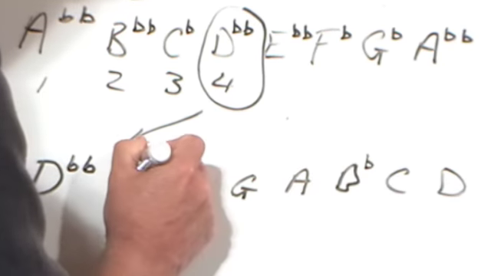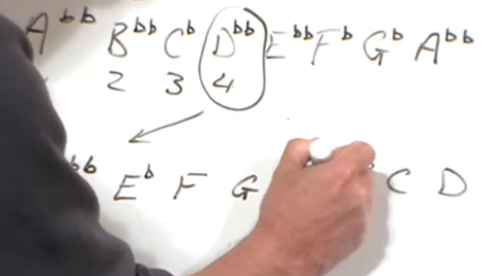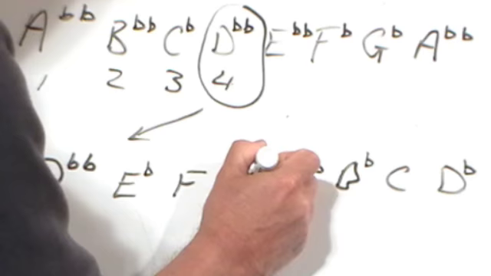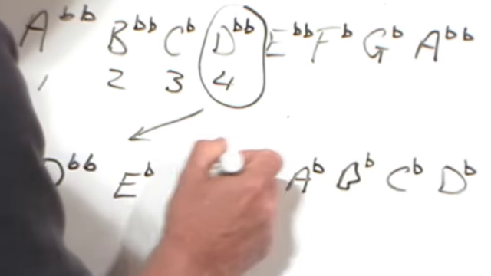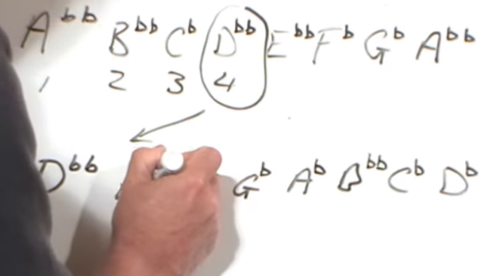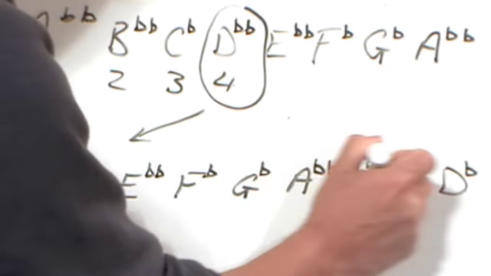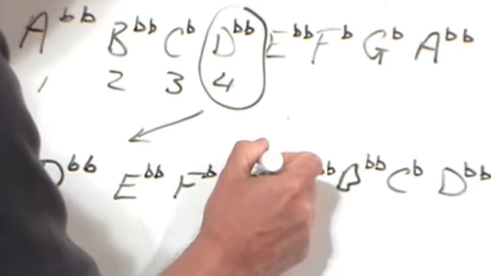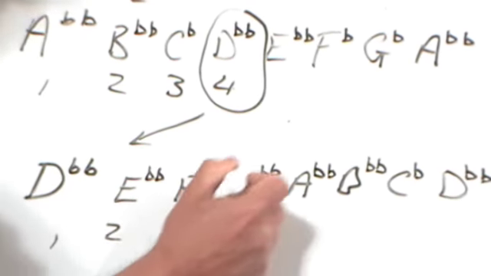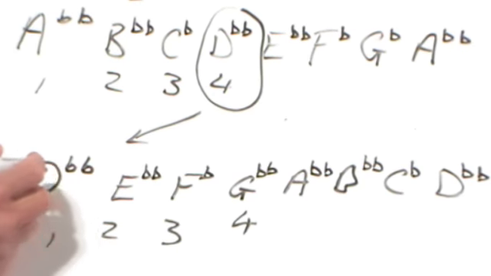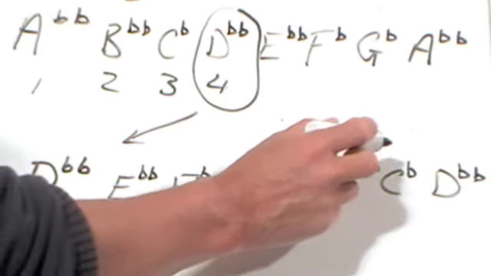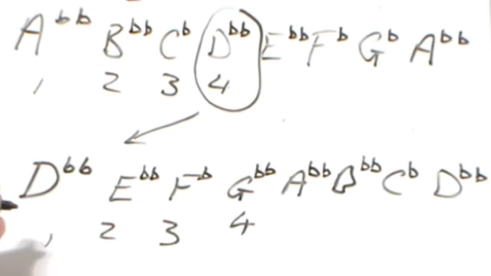battle, ends, and down, goes, Charles' father, battle, ends, and down, goes. That's note 4. So we stop there. And you can see we've now got 1, 2, 3, 4, 5, 6, 7, 8, 9, 10, 11, 12 flats.